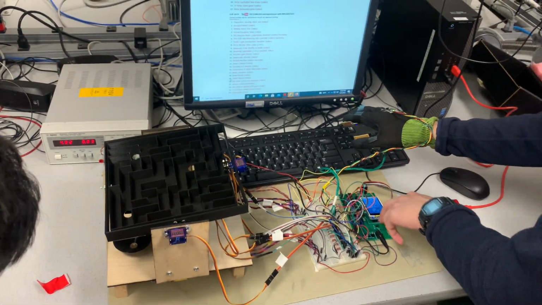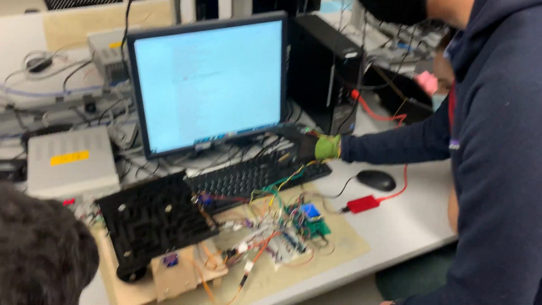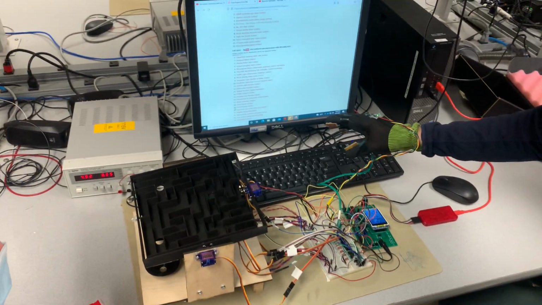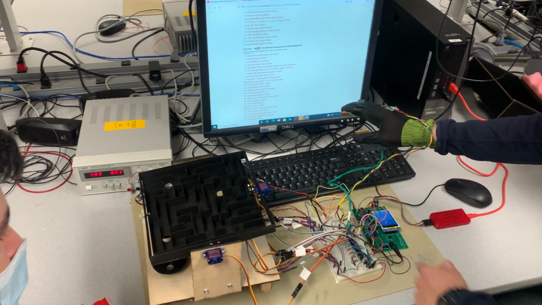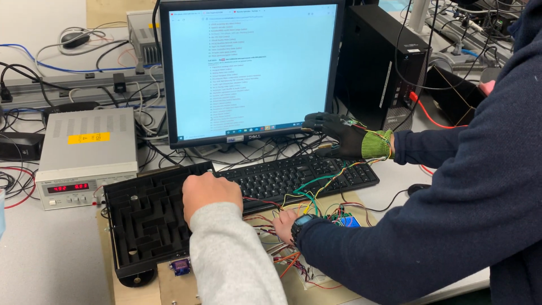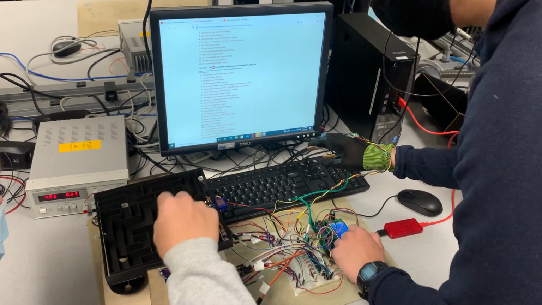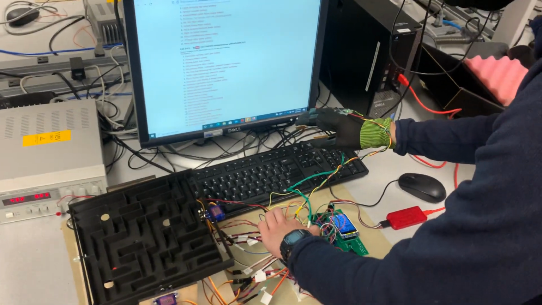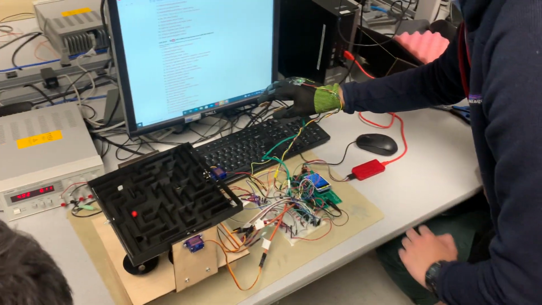So there's actually a practice stage where it tells you what each finger is mapped to, and then it just lets you practice and get used to it. And once you're ready, you can just press the button again. Sounds good. Cool. So to play again, you just press this.